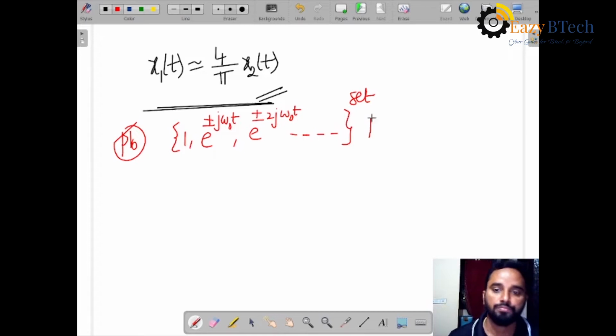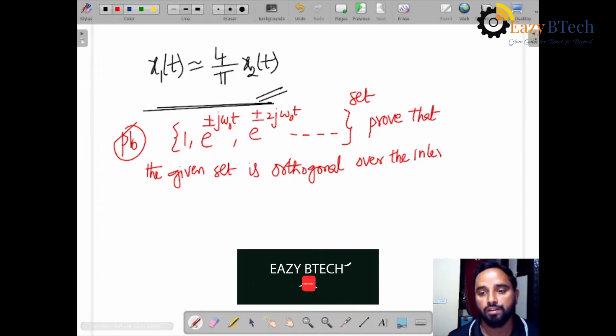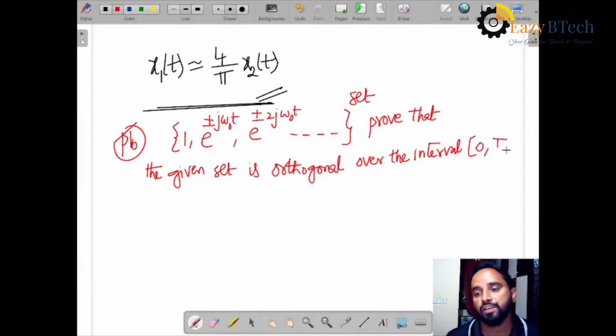Now this is the problem: prove that the given set is mutually orthogonal over the interval 0 to t naught.